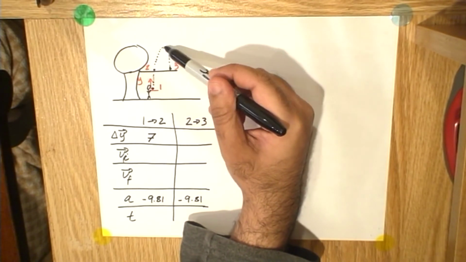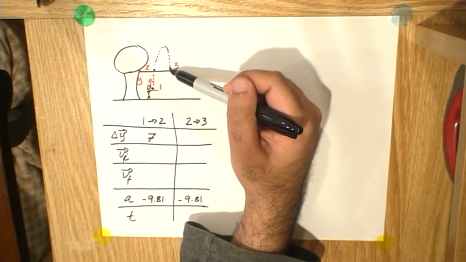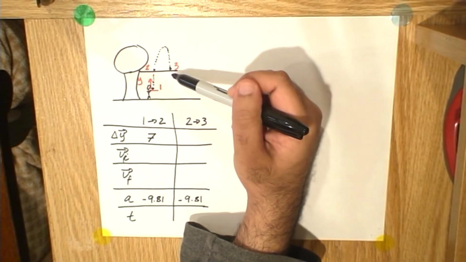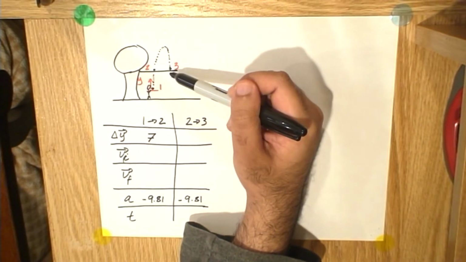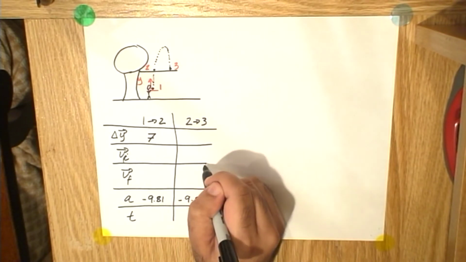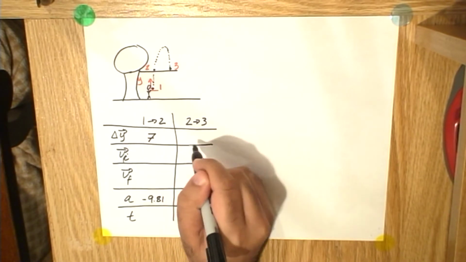Between positions 2 and 3, it has not moved at all in the y direction. Its y height has not altered between photo 3 and photo 2. It's at the same height in both cases. So that means that the displacement between those two photographs must be 0.